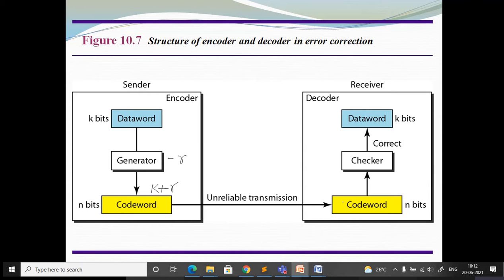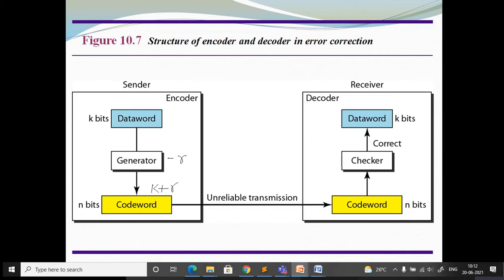Unreliable transmission means it may not ensure 100% that what is sent is what is delivered. In between, either there may be interference of the signal or noise added to the signal, so due to that the data may get corrupted. Once it is received at the receiver side, the n bits are once again called the code word. Now that code word is sent to the checker.